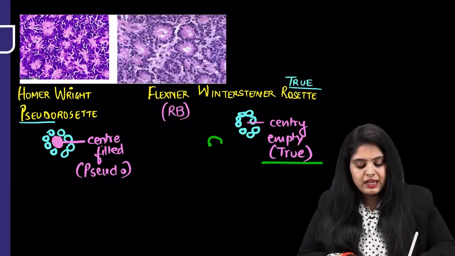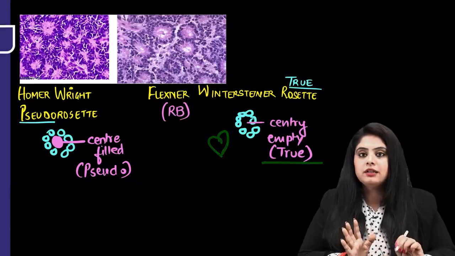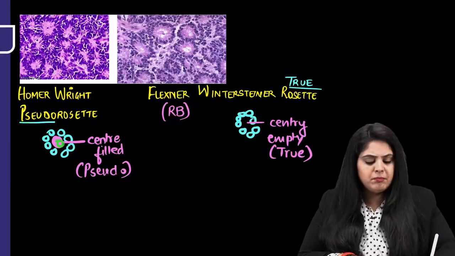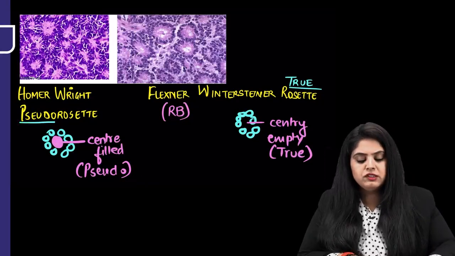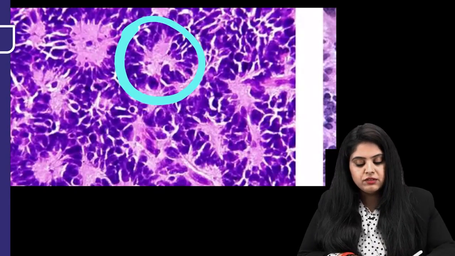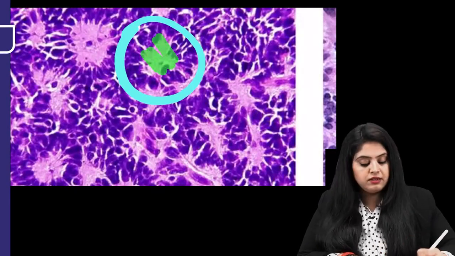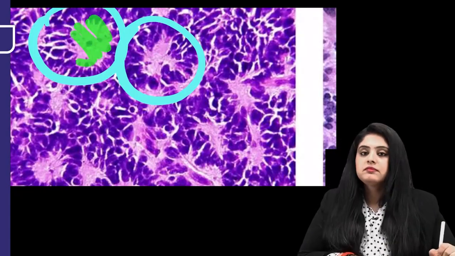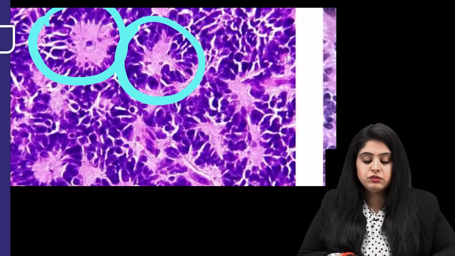Whereas true people are nice people, they are totally clear-hearted. Will you remember? So Homer Wright pseudo rosette, pseudo is fake, means it has some pink material in the center. Have a look at this picture. I can very well notice that yes, there are some round cells and there is a lot of material that is present in the center. Same way there are round cells and there is a lot of material that is present in the center. So this is a fake rosette.